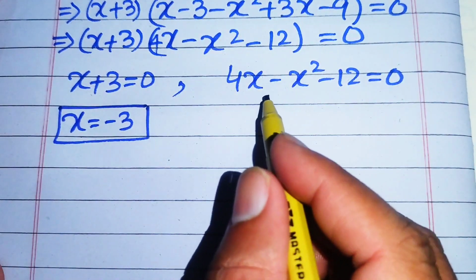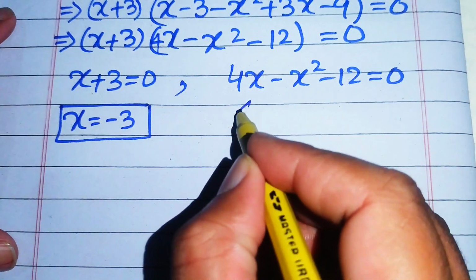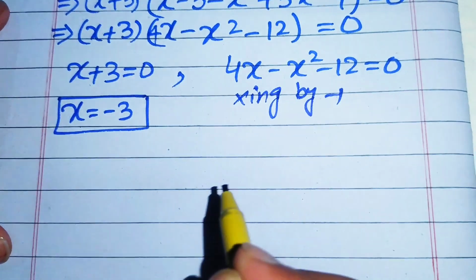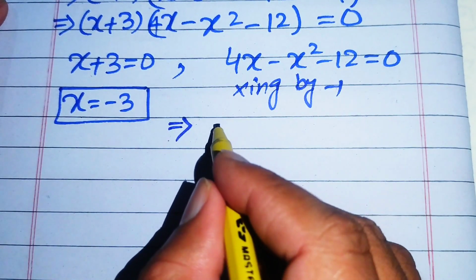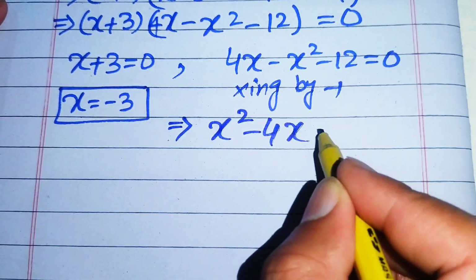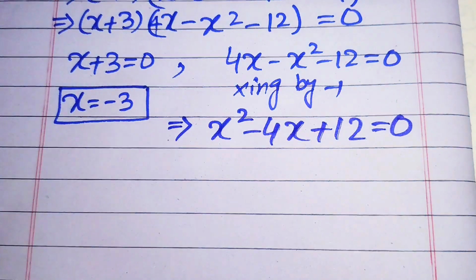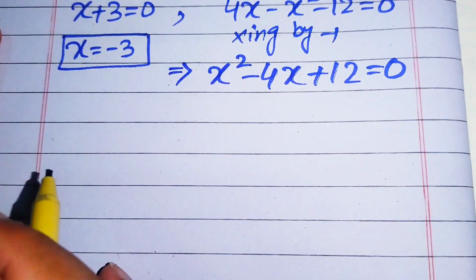So here first we write this quadratic equation into the standard form, so that we multiply both of the sides by -1. So when we multiply both of the sides by -1, this equation is written in this form: x squared minus 4x plus 12 equals to 0. So in order to make the factors of this equation, here we need the quadratic formula.